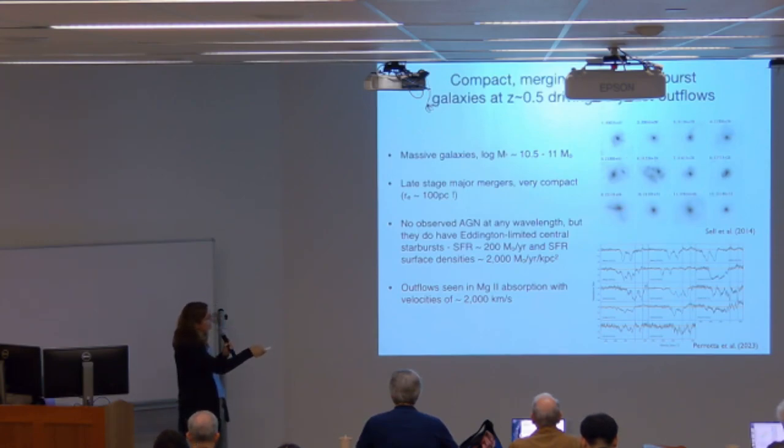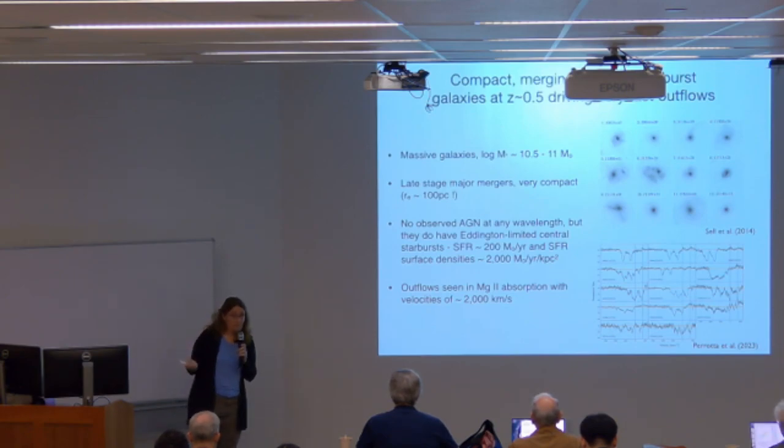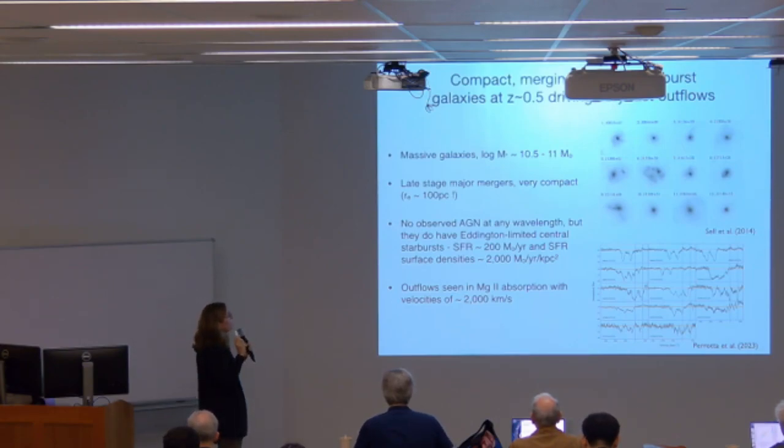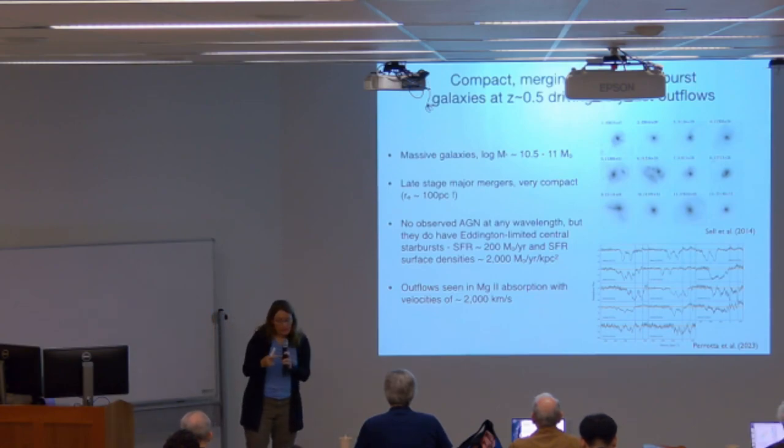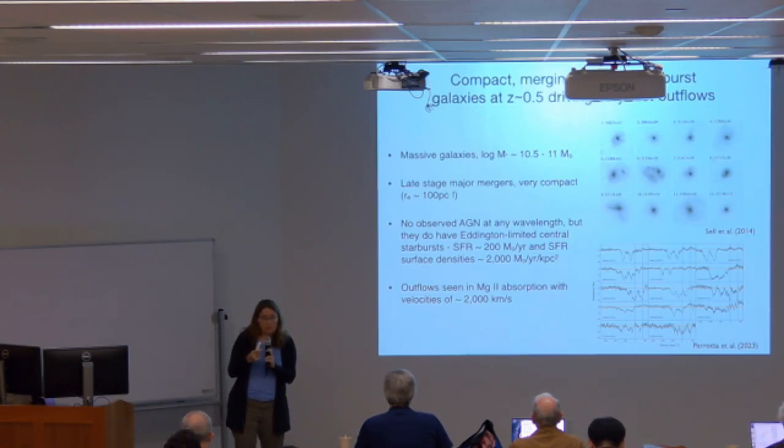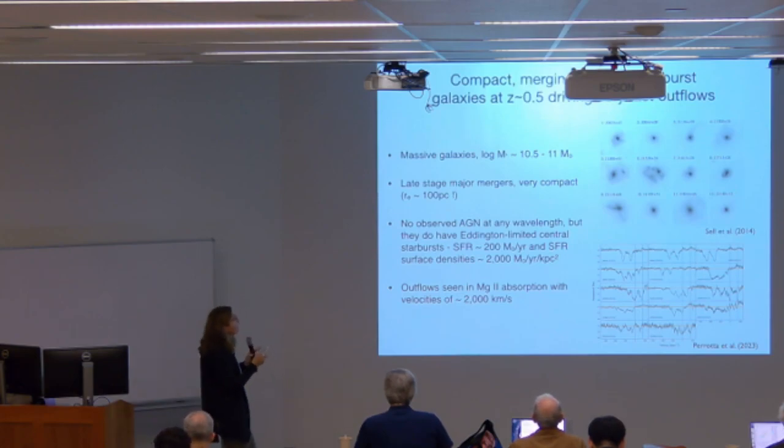These are HST images. They're very compact, with effective radii of only 100 parsecs. These are at redshifts of a half. These are the galaxies I was mentioning the other day. They do exist. They're just not that common. They don't have observed AGN in any wavelength, and we've looked at all the wavelengths, but they do have really concentrated starbursts, approaching an Eddington-limited central starburst.